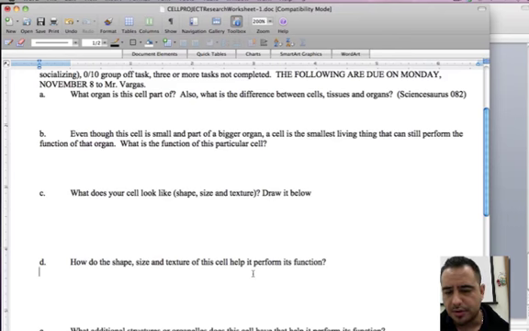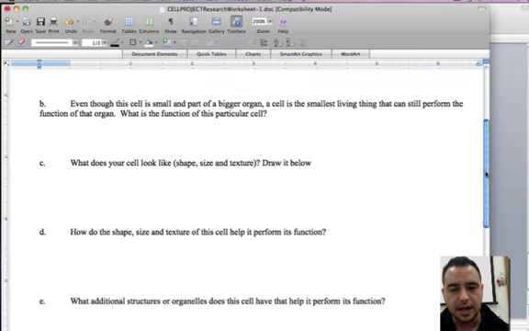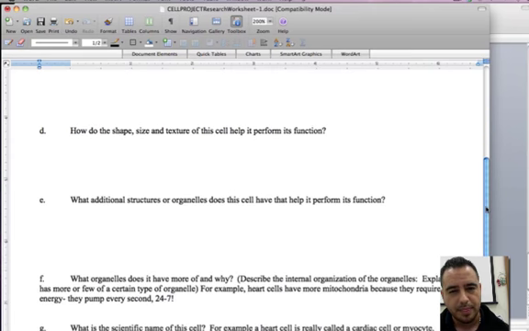Next thing is what we were just talking about: how does the shape, size, and texture of this cell help it perform its function? So for the neuron, why does it look all branched like that? How does that help it perform its job? Well, so it can connect to many other cells and collect information from all angles, and maybe that's why it's branched. So just do the best you can on that one. Try to give not only a good guess, but research it, and you'll find the answer why it has that shape.